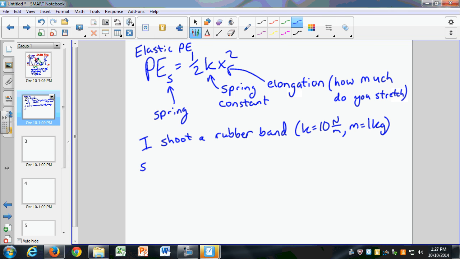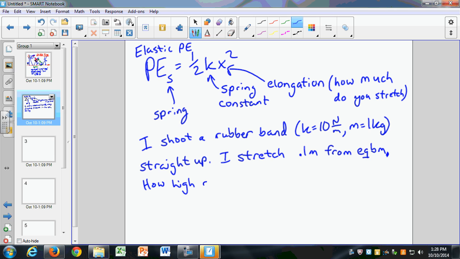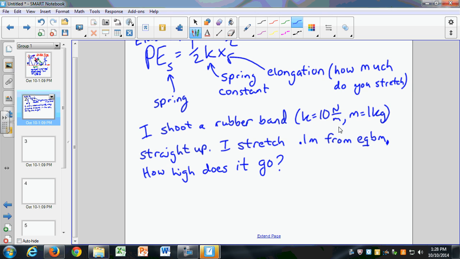So I shoot a rubber band straight up. I stretch the rubber band 0.1 meters from equilibrium. All right, that means when it's not stretched, that's equilibrium, and then 0.1 meters means I stretch it 0.1 meters extra. That's 10 centimeters, so I'll stretch it back pretty far. How high does it go? This would be a good test question. All right, we're going to do a whole little thing in class with this.